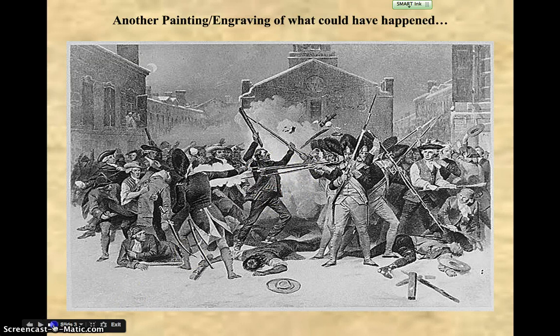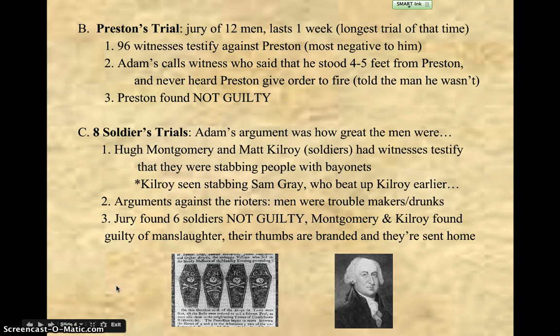And what had happened was during the trial, we found out that these two men were going after the people who had beat them up at the rope walk before, that these were the two men who were beat up by the colonists in the rope store. And when they noticed those same men in this riot, they shot them and then went after them and stabbed them with bayonets. So these, again, the man right here, Matt Kilroy, was seen stabbing Sam Gray, the owner of the rope walk. And again, John Adams has a big thing to fight.